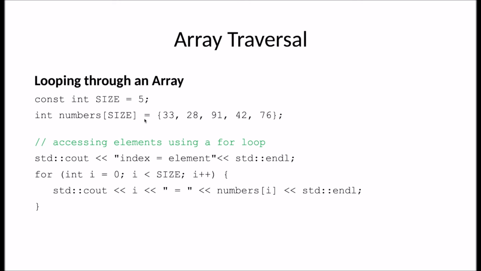This shows you how to loop over an array. So it's the same array as in the previous slide. This is an array named numbers. And then I simply output the string index equal element.